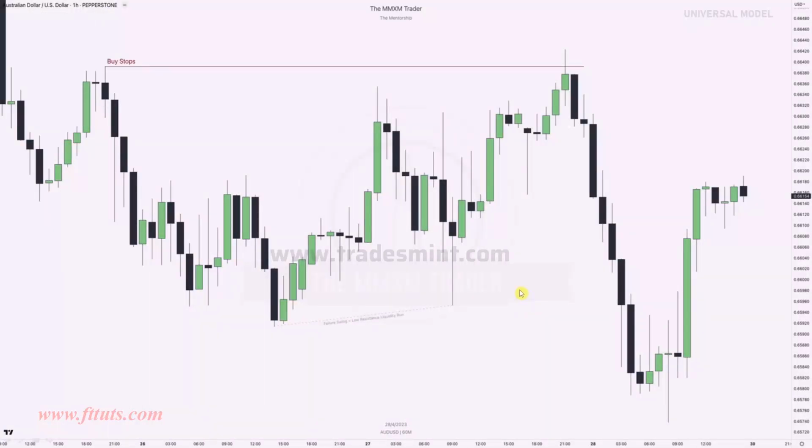So over here we've got an Australian dollar, US dollar 1 hour chart. Again, we're going to do another example. This is more of a scalper example, right? Because we are on our long-term perspective on a 1 hour chart. So what has happened over here? We've got failure swings, right?